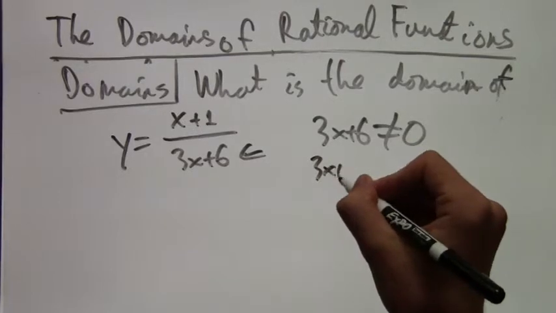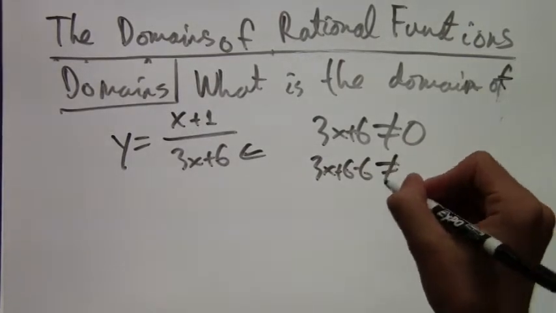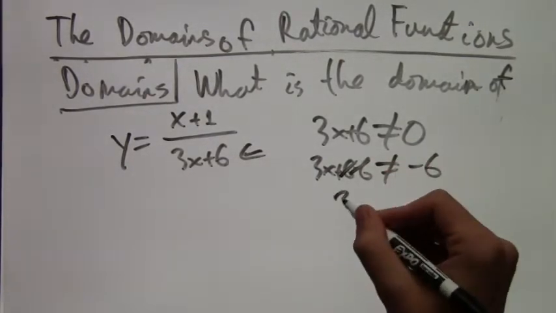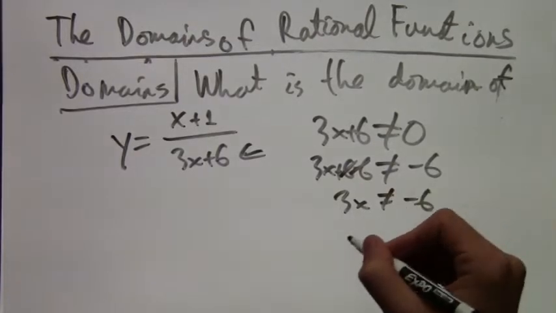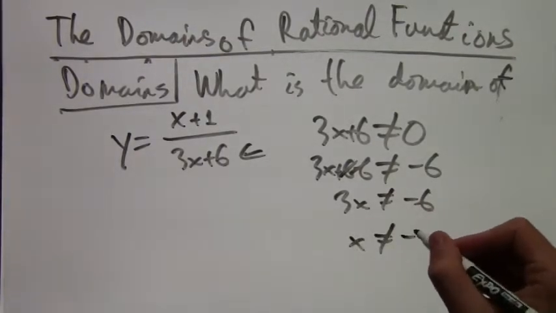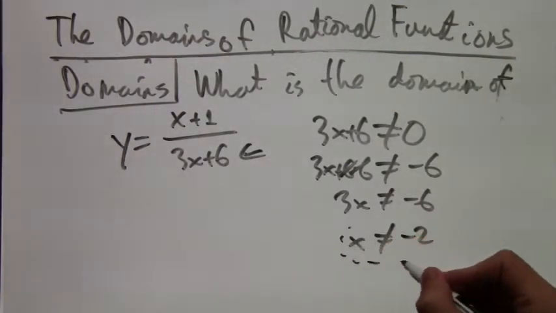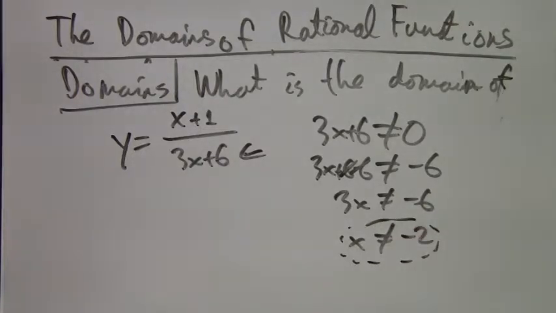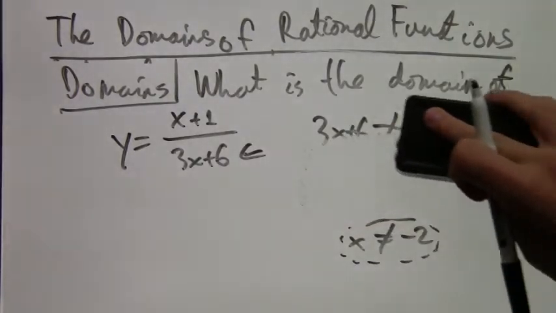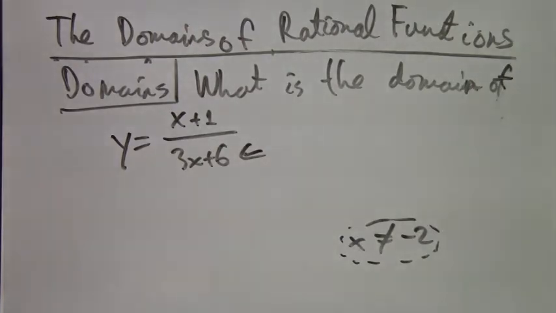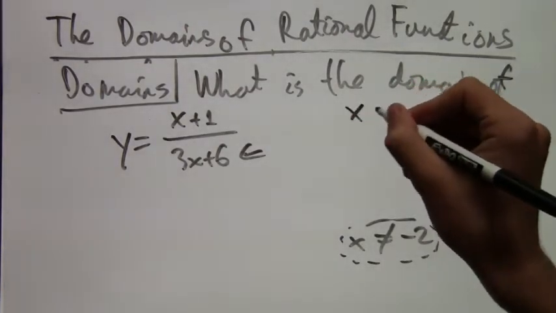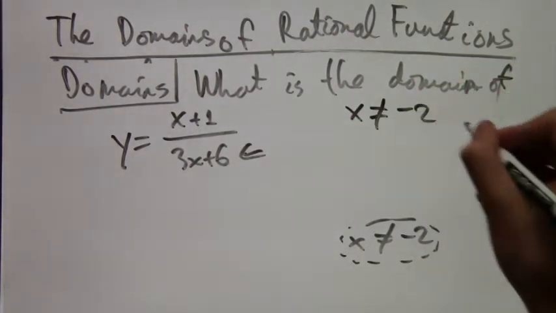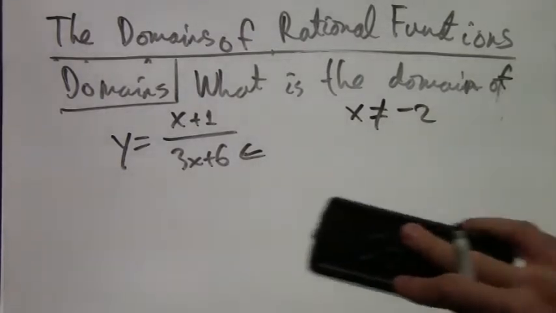All right, so what does that mean? We can solve this the same way as we would a linear equation. So we subtract 6 on both sides and then divide by 3, and we get x can equal anything except -2. And that will be the domain. So now we just have to write it in the correct notation. So I'm rewriting x is not equal to -2.